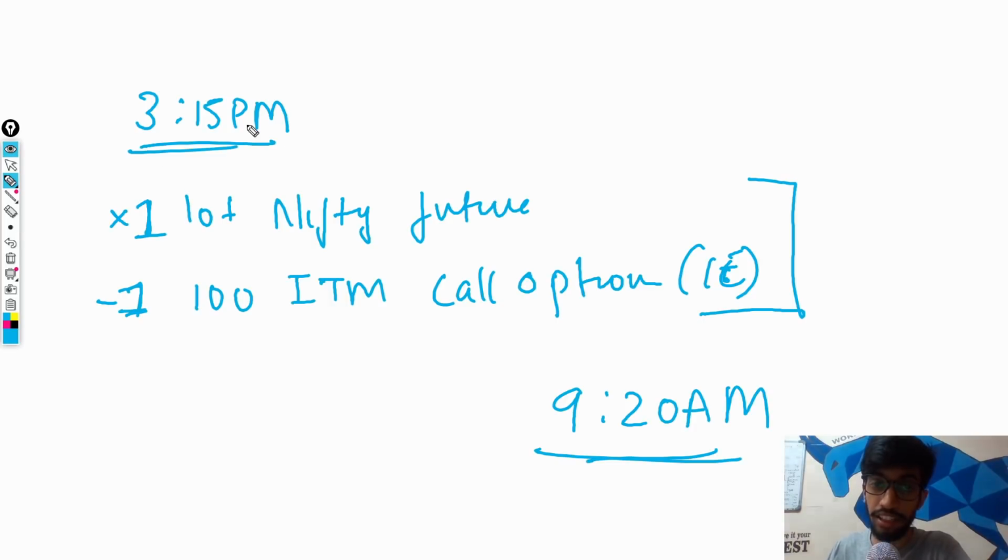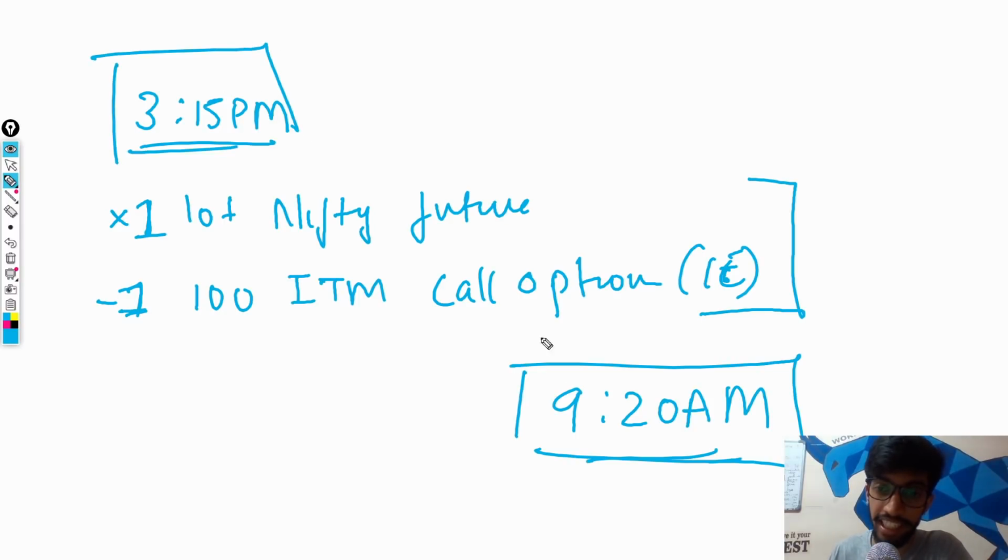At 3:15 p.m. on the previous day, you are going to enter one lot long in Nifty future, and also short the 100 points in the money call option. We have already discussed why 100 points in the money: the time premium is more or less going to be the same, whereas it is going to give you more cushion on the downside. And you are going to exit both the legs exactly at 9:20 a.m. on the next day. So this is all the strategy: 3:15 entry, 9:20 exit, one lot long in Nifty future, and one lot short in the 100 points in the money call option.